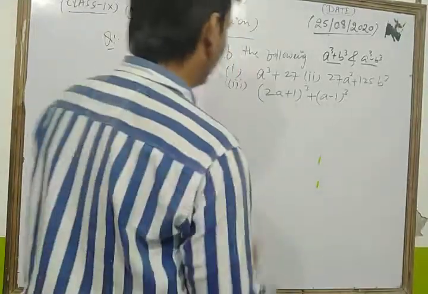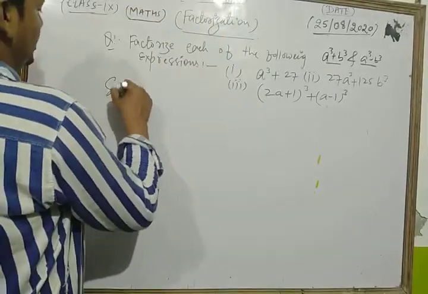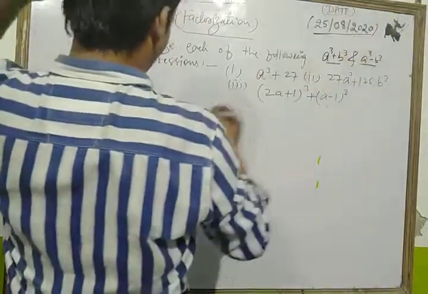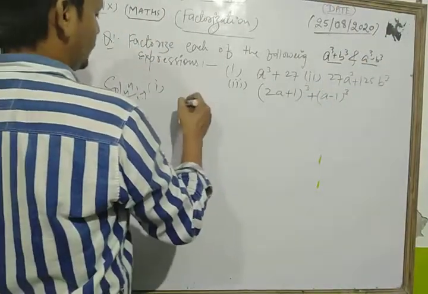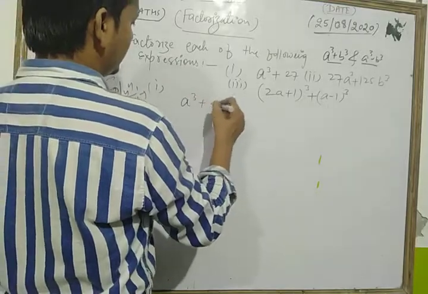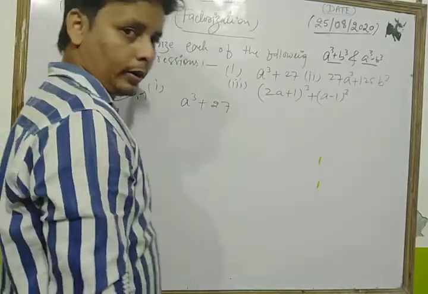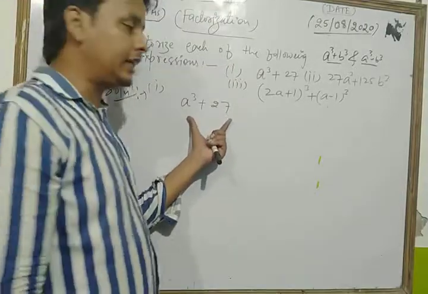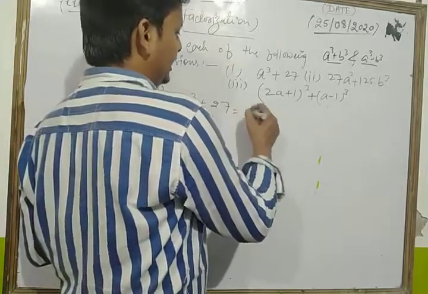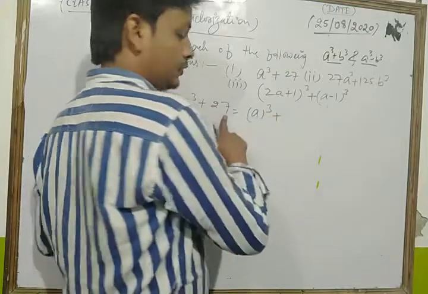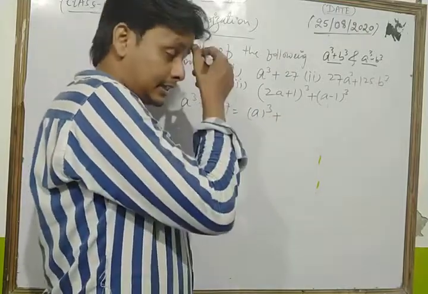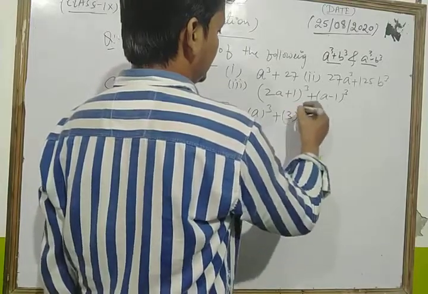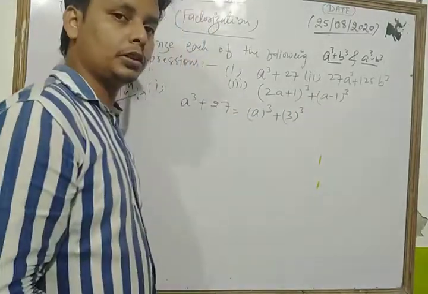Let's see its solution. First we take the first part of this question. Dear students, here we have the first part, a cube plus 27. First we write the given expression in this way: a we write as a cube, plus we write 27 as 3 into 3 into 3, that is 3 cube. 3 3 is 9, 3 9s are 27.